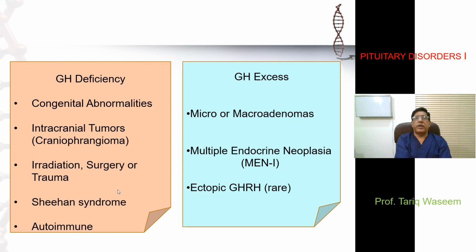Whenever growth hormone is deficient or is produced less, this can be as a result of either congenital abnormalities of the pituitary. It can be as a result of intracranial tumors which suppress the growth hormone producing cells, like craniopharyngiomas. It can result from surgery or trauma or radiation to the pituitary area, and more commonly maybe hemorrhage into that area, the classical example of Sheehan syndrome. And sometimes this growth hormone deficiency can be autoimmune.